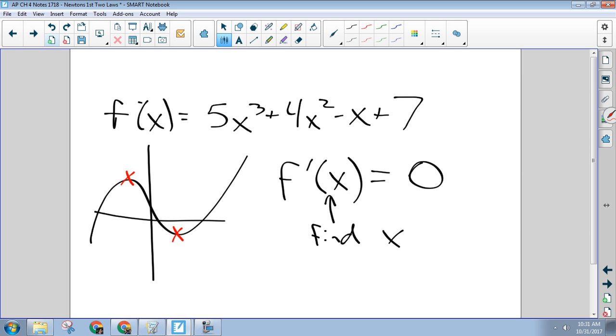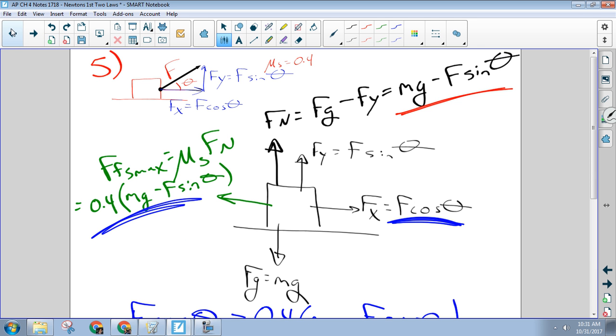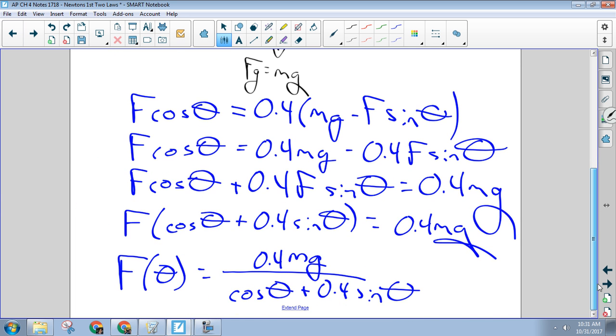So, does everybody understand what I'm saying here? Sarah, are you good? Okay. All right. So here, instead of finding the value of x that maximizes f of x, I'm trying to find the value of theta that maximizes force. No, minimizes force. So we have to take a derivative.